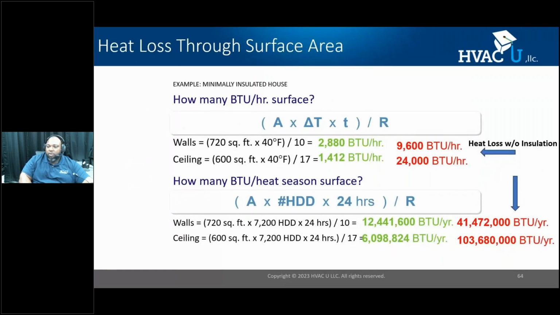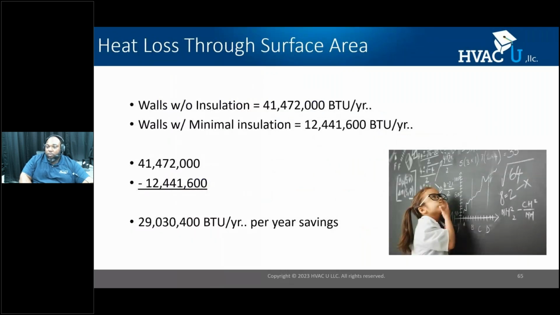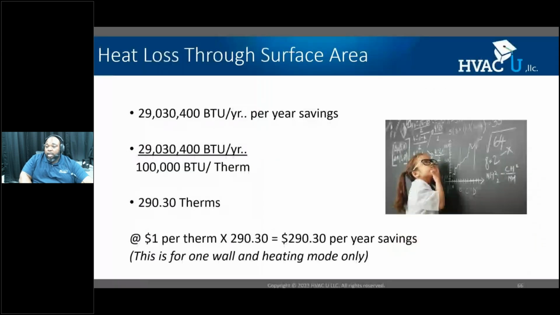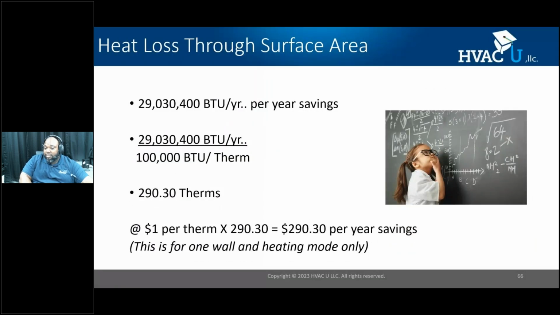All right, so when we calculate the walls without insulation compared to the walls with insulation, we had a savings of 29 million BTUs per year, excuse me. And when we look at the price of natural gas, a therm across the country is about $1. All right, just the walls would save about $290 just by having the walls insulated. And once the walls are insulated, the energy savings is almost immediate. That's for one wall in the heating mode.